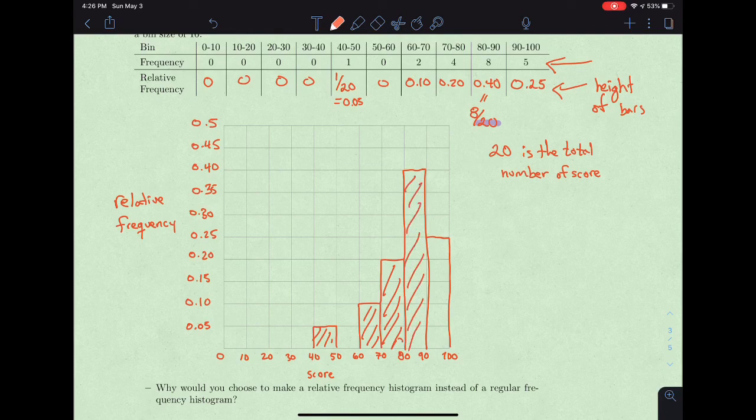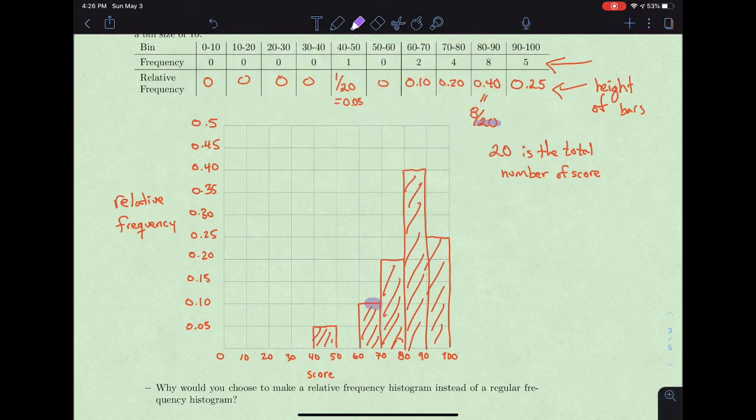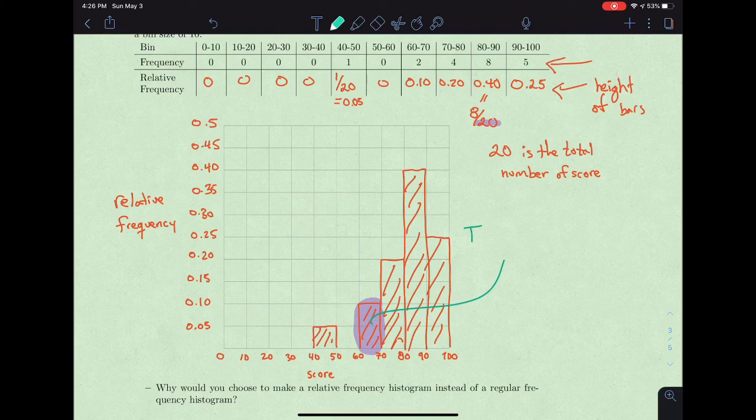Again, you should ask yourself, what does 1 bar mean? And we can just do that here. We can say, this bar right here, what does it tell us? This bar says 10% of the scores were between 60 and 70.